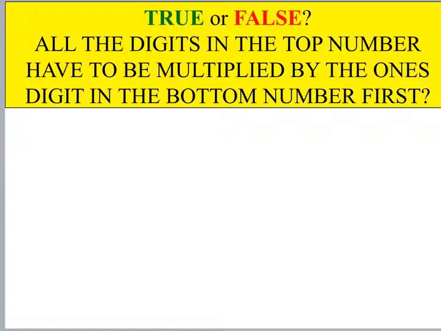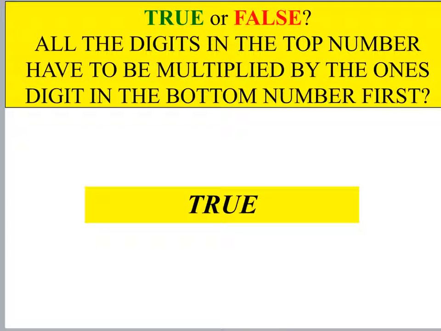All the digits in the top number have to be multiplied by the ones digit in the bottom number first. Is that true or false? Write your answer. It's true. We have to multiply all of those digits by the ones digit, then we multiply all those digits again, but by the tens digit, and so on.